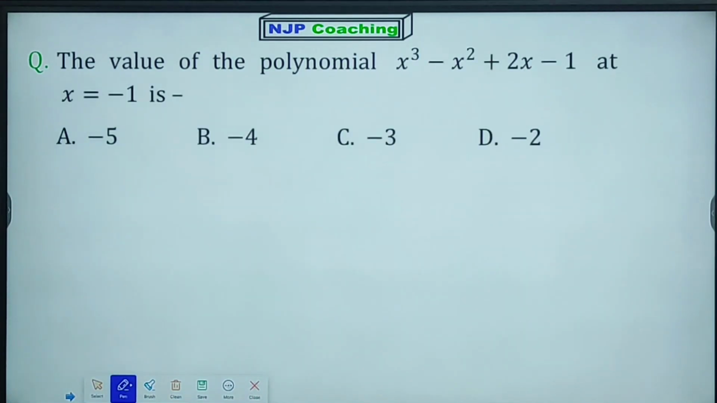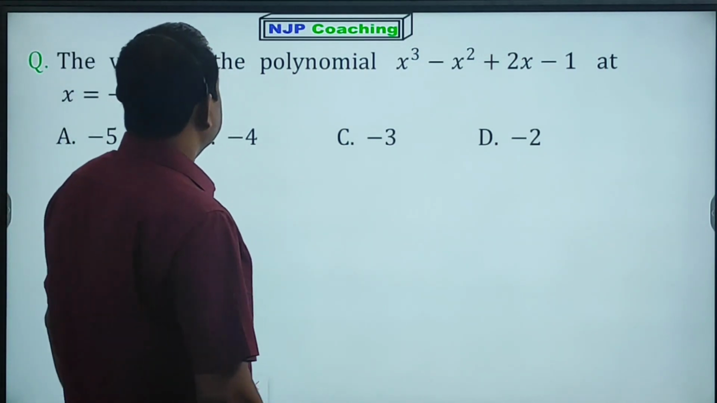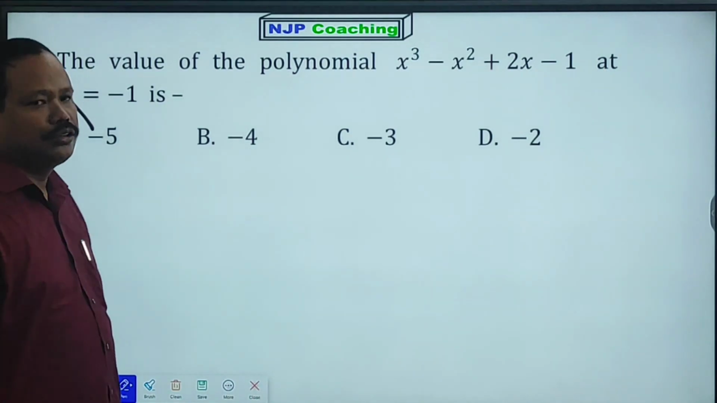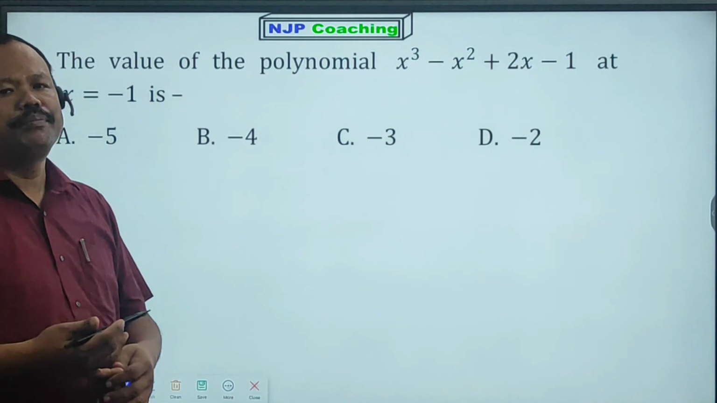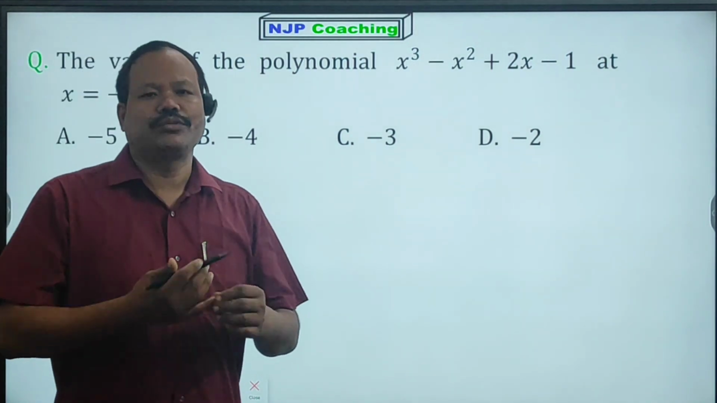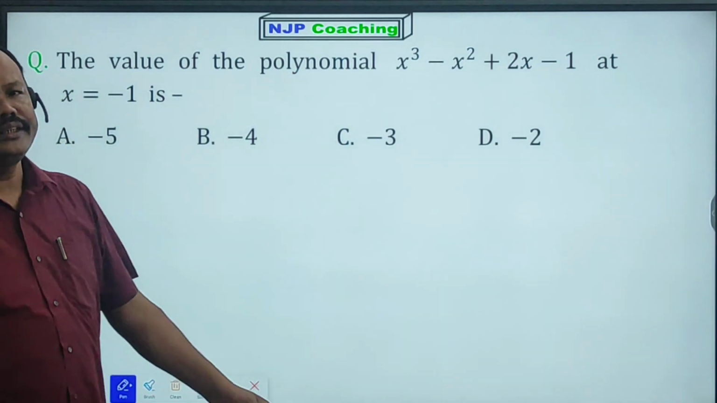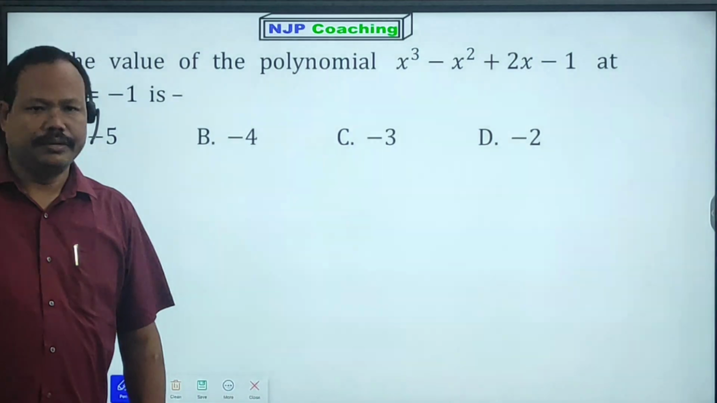Next question. The value of the polynomial x cube minus x square plus 2x minus 1 at x equal to minus 1. One polynomial is given, x cube minus x square plus twice x minus 1, and at x equal to minus 1 we have to find the value of the polynomial.